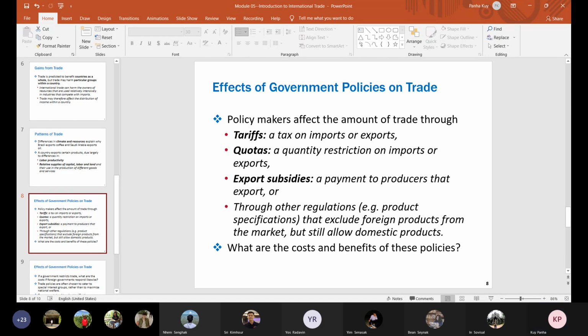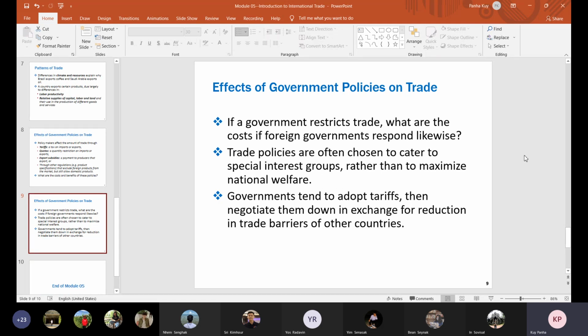Okay. So, what are the costs and benefits of this policy? Put it in very general terms. You discuss the trade barrier. There are two trade barriers. The first one we call tariff barrier, and another one we call non-tariff barrier. Non-tariff barrier, we combine together: quota, export subsidy, and other regulation.